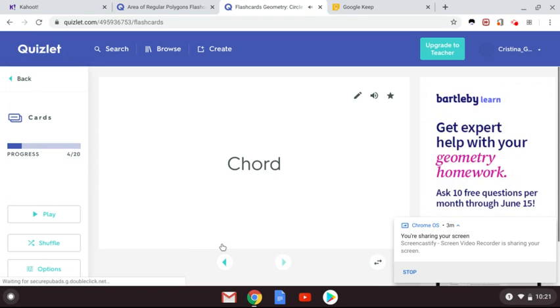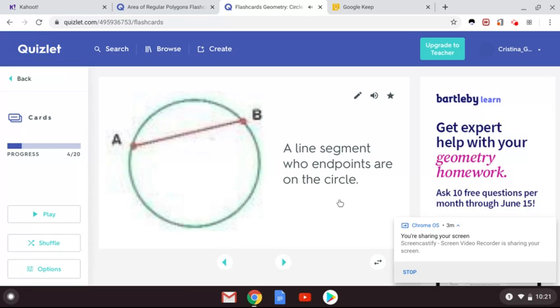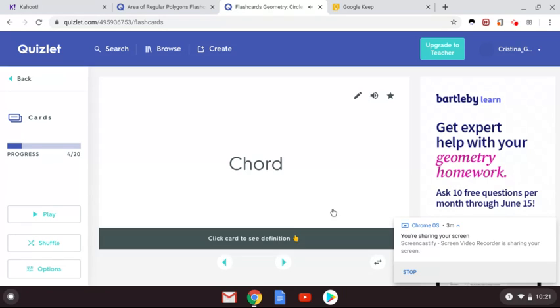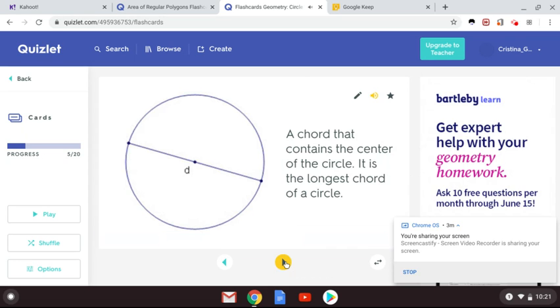Chord: a line segment whose endpoints are on the circle. Okay, we move on. A chord that contains the center of the circle. It is the longest chord of the circle. Okay, this is the diameter.